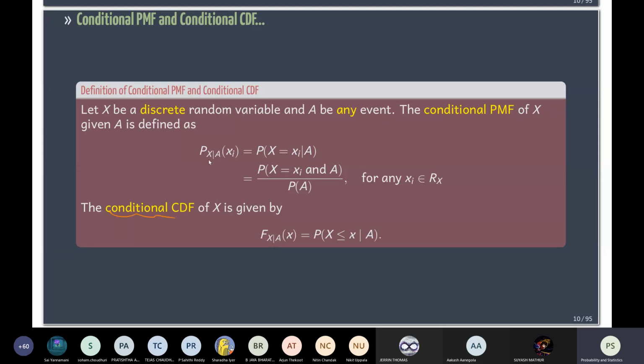So this is the conditional PMF, the probabilities when some event has happened. And here this is the CDF: given that A has happened, what are the cumulative probabilities? So we can define it like this, and this has been defined here.